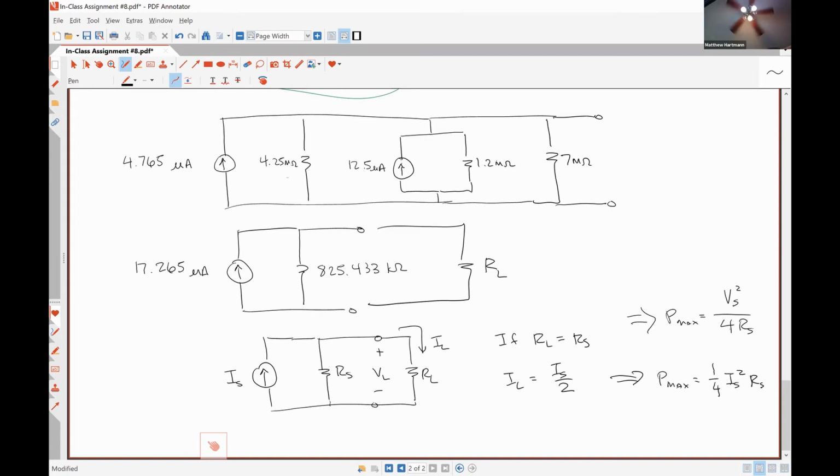So we still have that same factor of 1/4, but now instead of having the power relationship for a resistor, which is V squared over R, we have the power relationship for a resistor with a current, I squared times R. So from that, P max is 1/4 times 17.265 microamps squared times 825.433 kilo ohms.